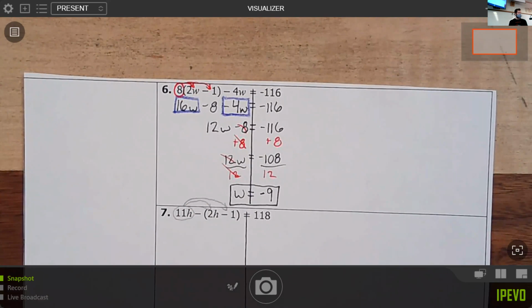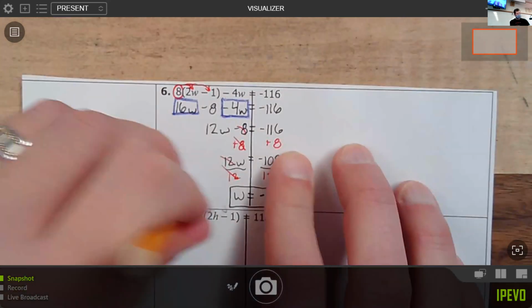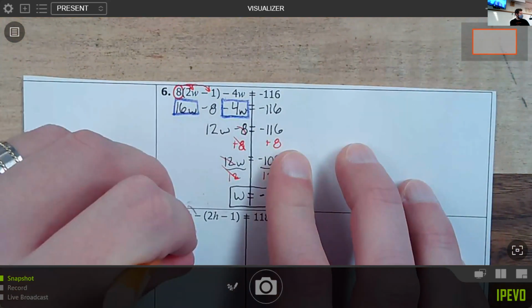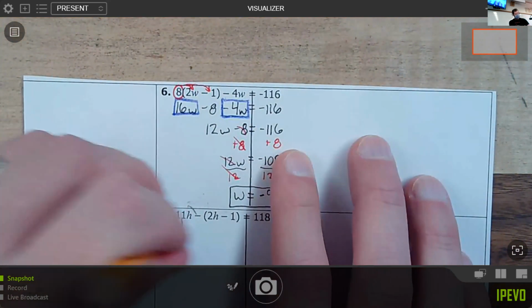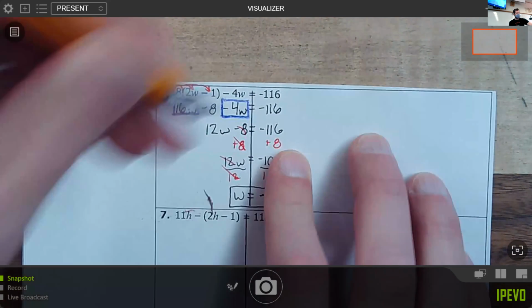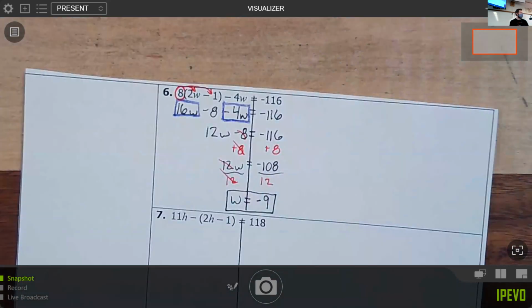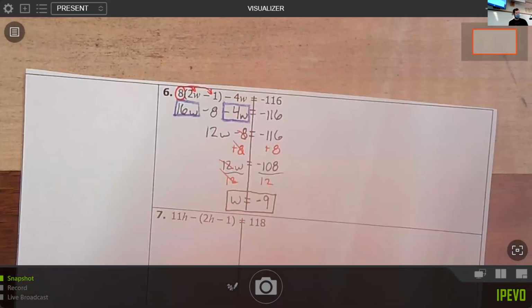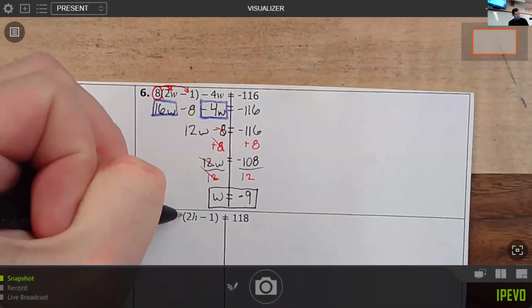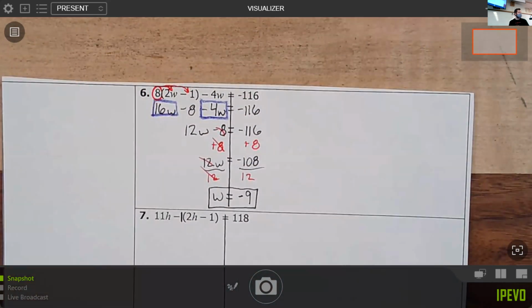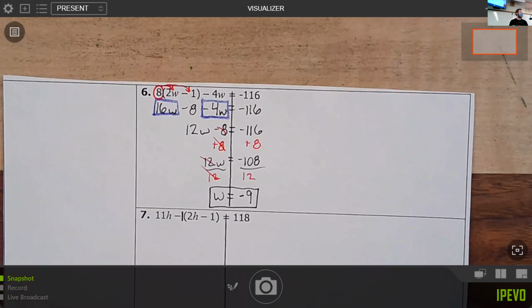Because the 11 isn't exactly bumping up against the parentheses. The thing that is, is the minus. And as we saw on problem number 4, if you have a minus right up against the set of parentheses, what does that mean? Negative 1. So the 11h is not right up against the set of parentheses. We are not distributing 11h. We are distributing the negative, which is a negative 1.